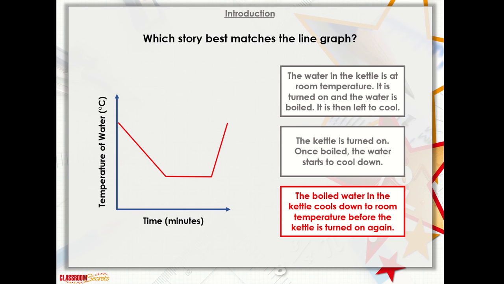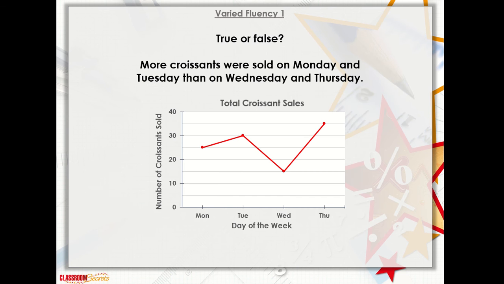Let's have a look at some of the questions that you'll be coming across on the work today. True or false? More croissants were sold on Monday and Tuesday than on Wednesday and Thursday. Well, let's have a look at Monday and Tuesday. On Monday there were 25, and on Tuesday there were 30. So I've got 55 there on Monday and Tuesday. On Wednesday we've got 15, and on Thursday we've got 35. So Wednesday and Thursday, that is 50. So it is true that more were sold on Monday and Tuesday than on Wednesday and Thursday. And there we are.